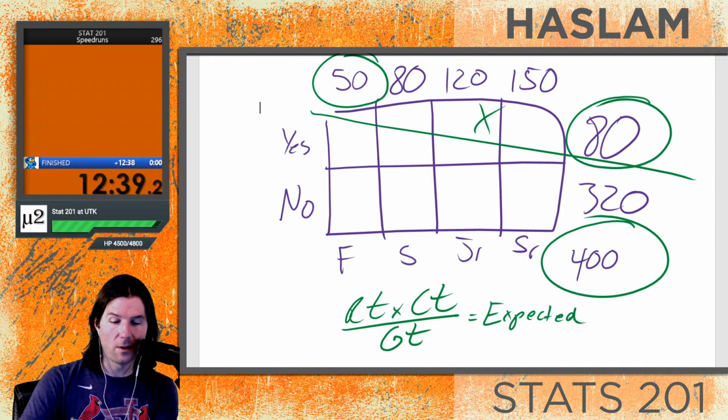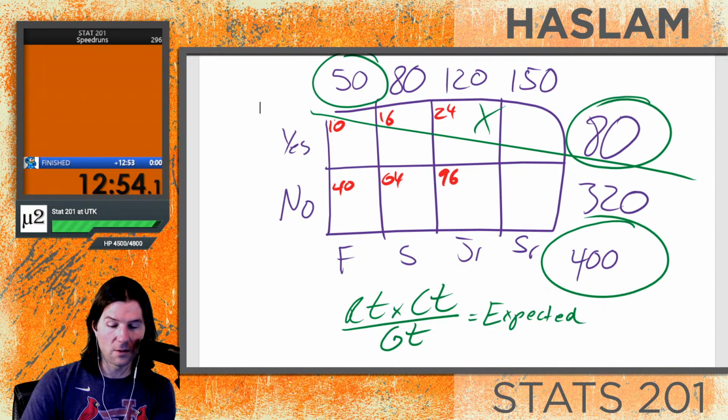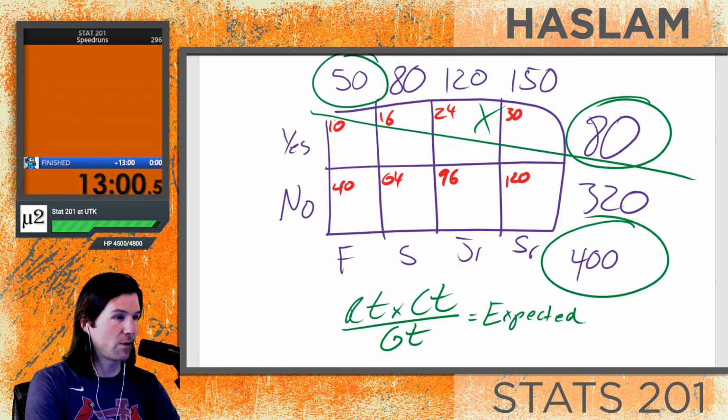So I'll write the expected right here. That's 20% of that. That should be 10. That'll be 40. That'll be 16. These are all the expecteds. I'm trying to calculate them all in my head. Please tell me if I make a mistake. These are all of the expected counts. They're not what we actually see. They're all of the expected counts. That should be correct right there.